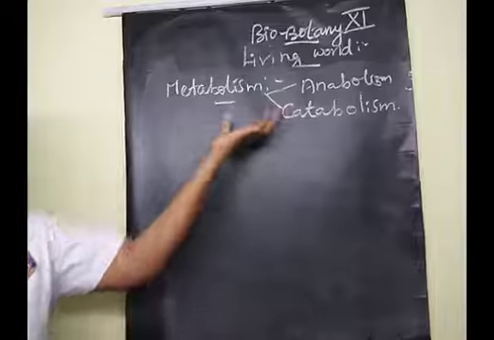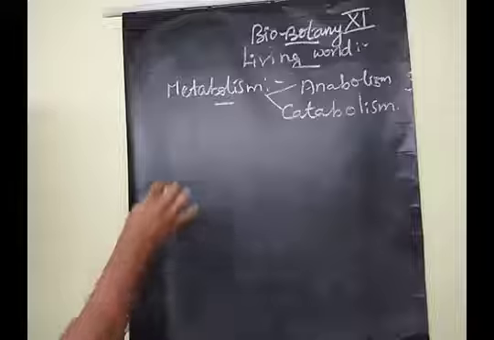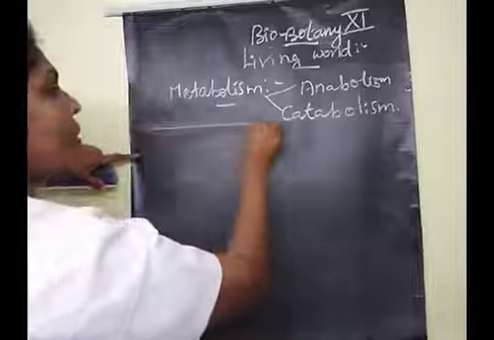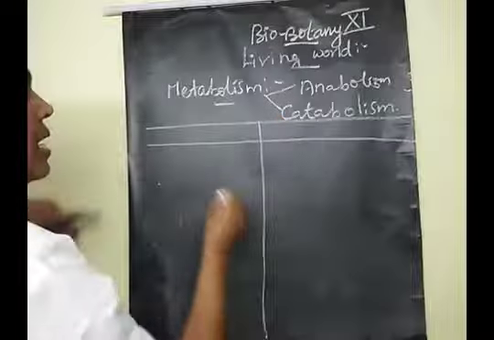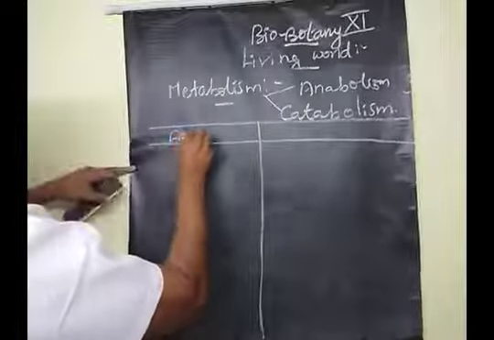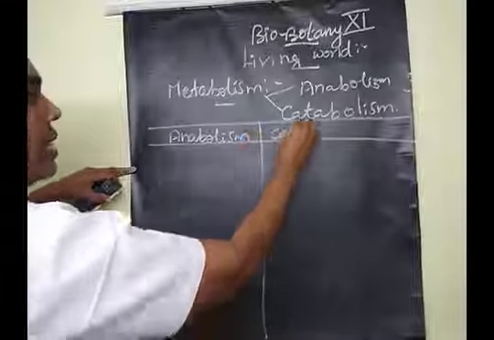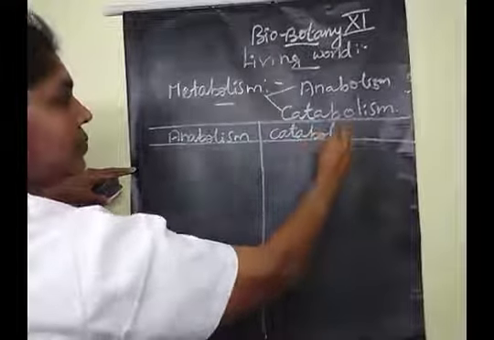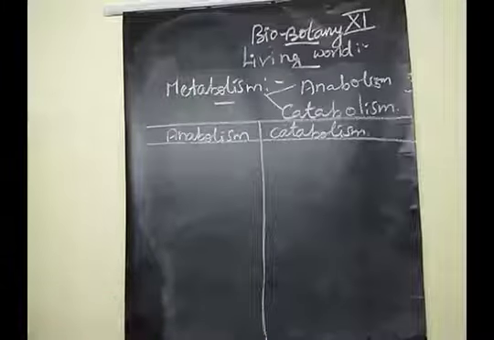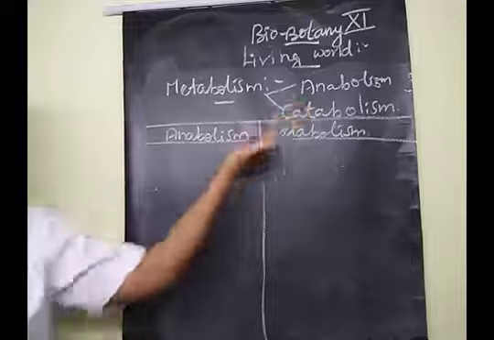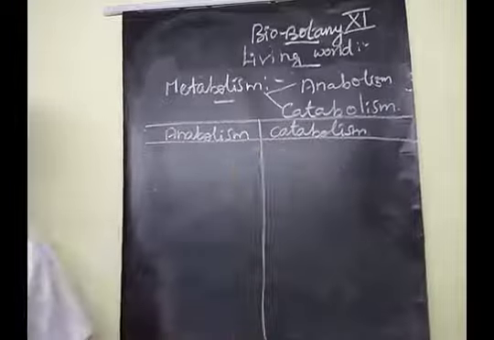The next one is a very, very important 3-mark question. What is the difference between anabolism and catabolism? Okay? Anabolism and catabolism. Clear, children? Yes. In the first point, you write the definition of anabolism and the definition of catabolism. Write it in the first point.